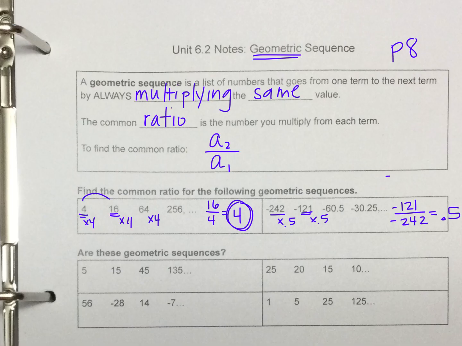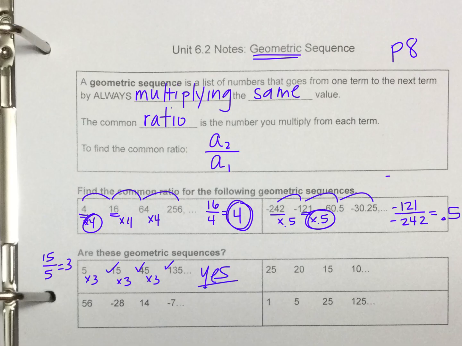If it gets bigger as it goes, it means I'm using a normal whole number. If it gets smaller as it goes, you're going to have a decimal or a fraction. So, are these geometric sequences? Well, let's check and see. Let me figure out what we're multiplying by. So let's do 15 divided by 5. That's a 3. 5 times 3 is 15. 15 times 3 is 45. 45 times 3 is 135. So yes, I use the same number over and over and over. All right, let's try the next one.